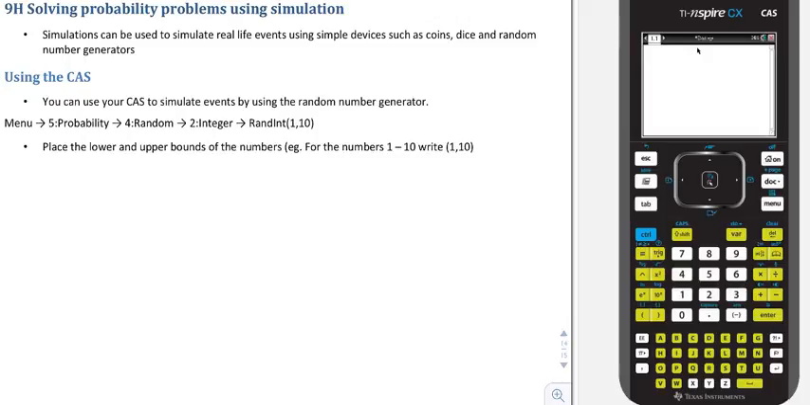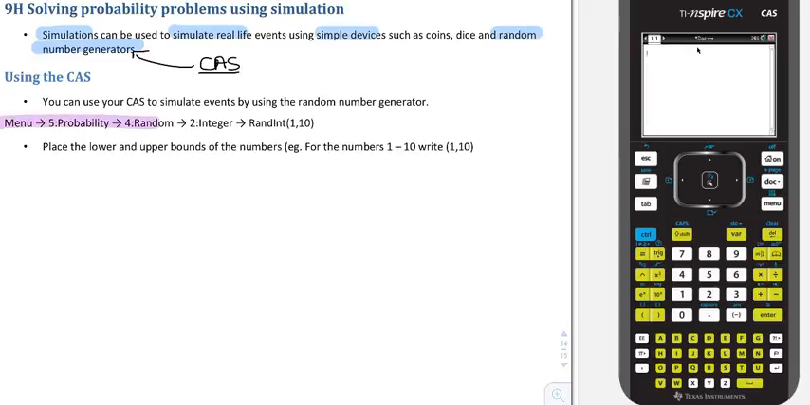So simulations allow you to simulate a real life event by using technology or even simple manipulatives, basically. So what we're looking to do here is to simulate the real life events. We can use coins, dice, but the most often used is a random number generator, and this is basically saying we're going to use CAS.